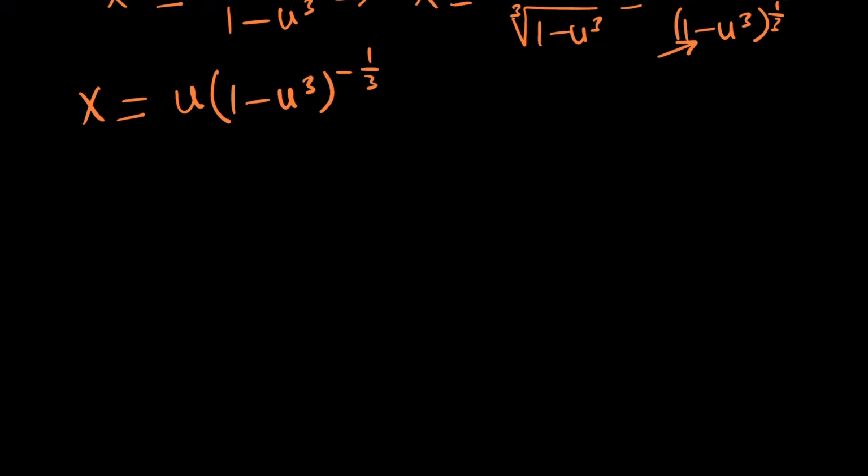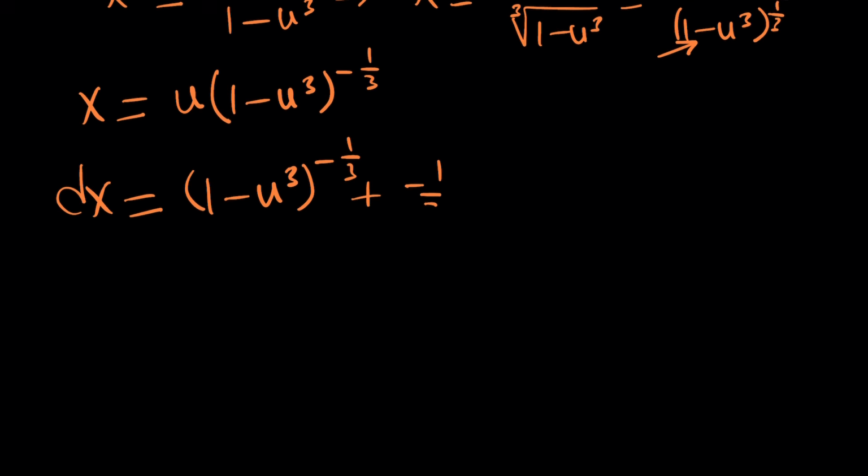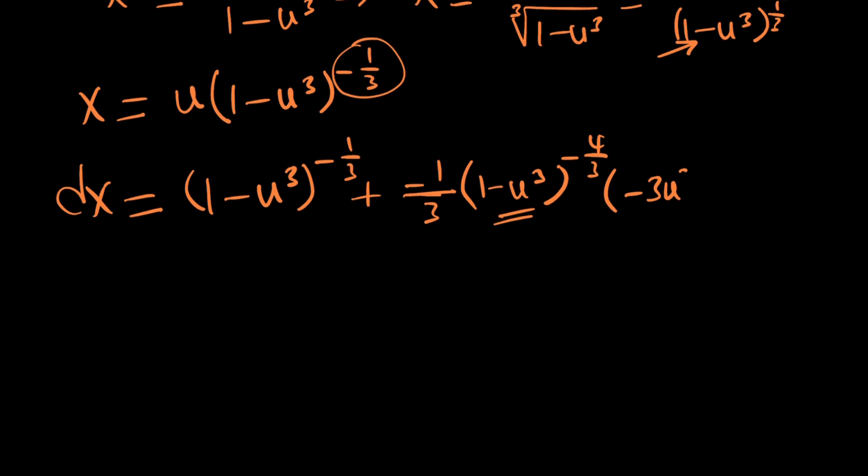If you differentiate both sides from the product rule, you're going to get something really messy. Can I just give you the answer without going into the specifics? Anyway, let's just work it out. You differentiate it: the derivative of u, which is 1, multiplied by the second expression, plus the derivative of the second piece, which is negative 1/3 times 1 minus u cubed. We reduce the power by 1, which gives you negative 4/3, and then multiply by the derivative of the inside, which by the chain rule is negative 3u squared.